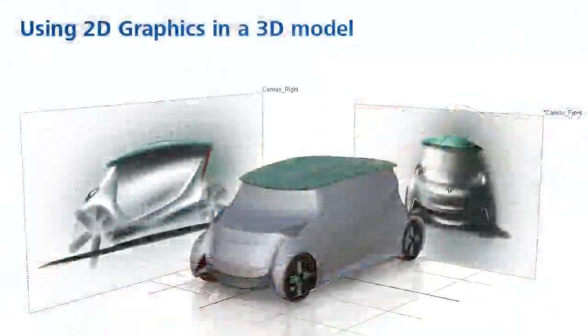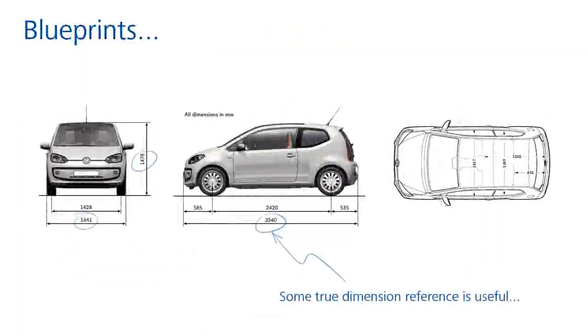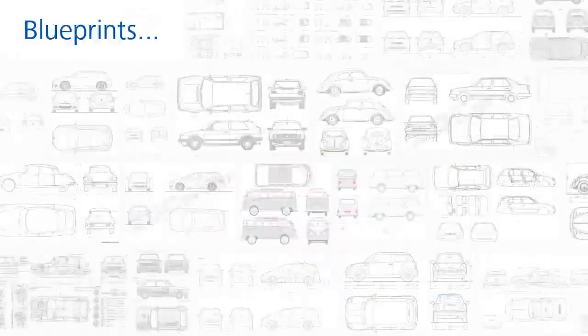This tutorial looks at how you can start a project by using 2D images as reference. These can be blueprint style images, which are particularly useful if they have dimensions attached. And there are plenty of these readily available on the internet for existing car designs.